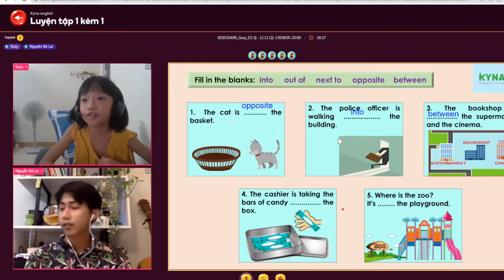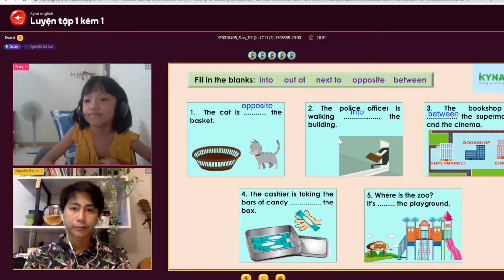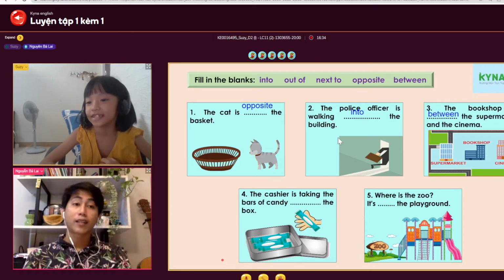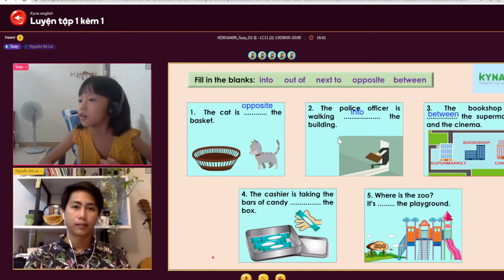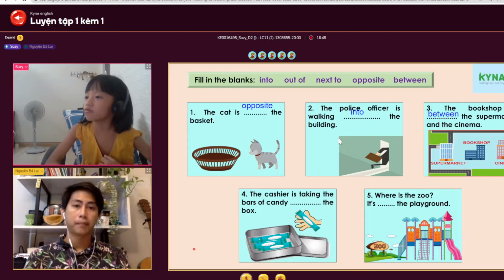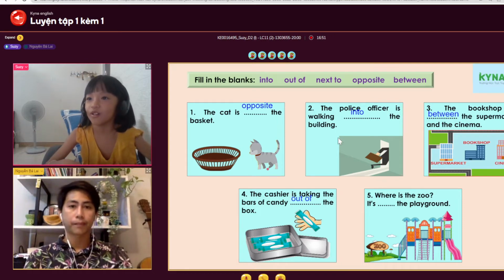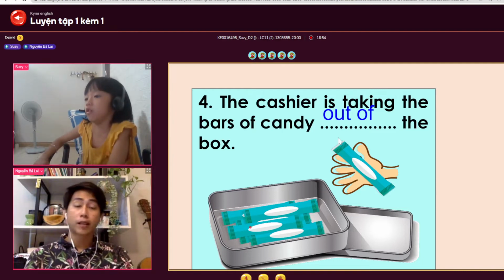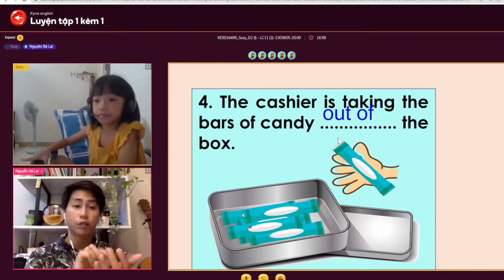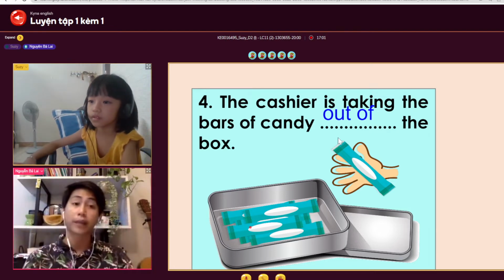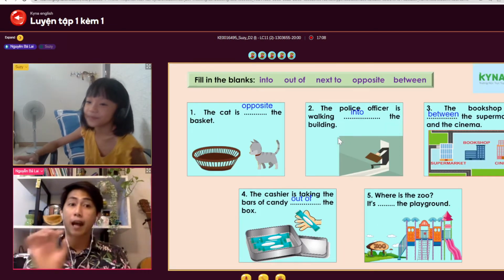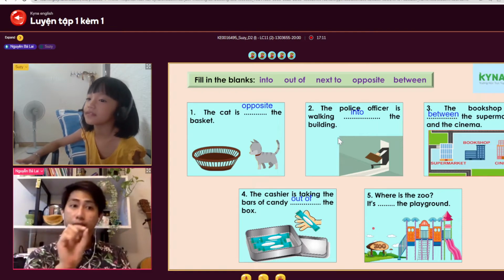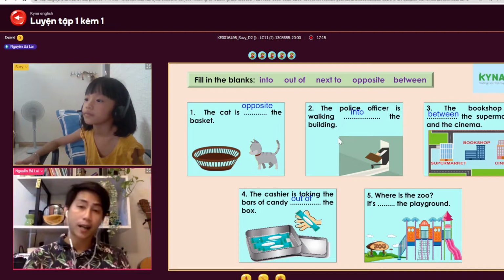Mm-hmm. What is the cashier doing? I thought you were going to say yep, because you always say that. What is the cashier doing? The cashier is taking the bars of candies out of the box. What's that for? You know, like in supermarkets, sometimes they don't have the money to give you, so they give you a candy or a bar of candy. Yeah? So why should they do that? Because they don't have small money. You can ask your mom why they always give you candy at the supermarket.